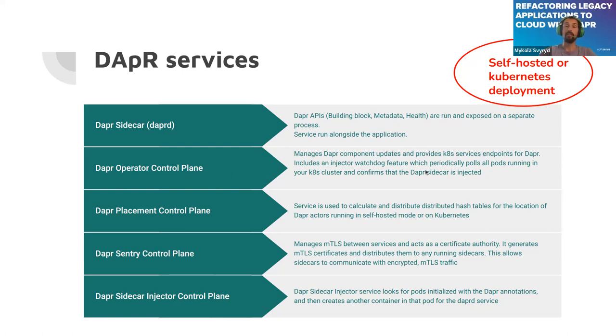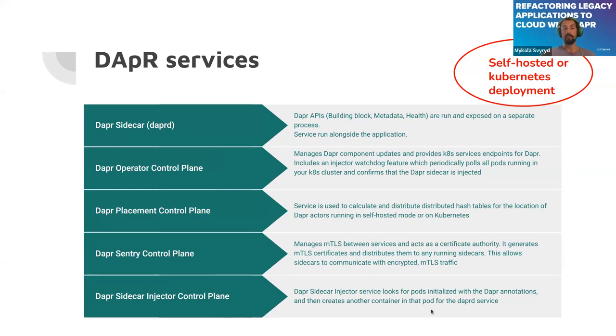Control plane, actually, it updates and provides Kubernetes service endpoints. Also, it periodically checks for the pods and handles its stuff. Placement control plane is specific, it's just for the Dapr actors component. Then Sentry control plane actually handles security across the Dapr clients and services, generates certificates, and spreads certificates across the Dapr clients so they can communicate with each other.